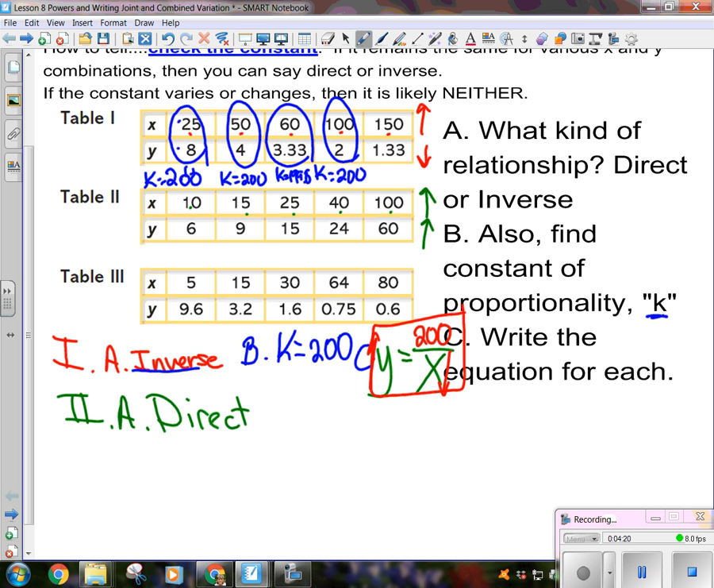Okay, let's just review real fast. What is the equation for direct? y equals, do I need a bar if it's direct? No. So it's going to have constant k in front of x. How do you solve for constant k?